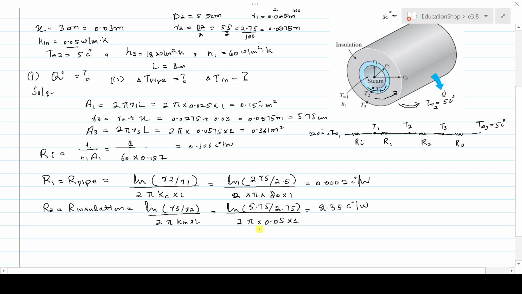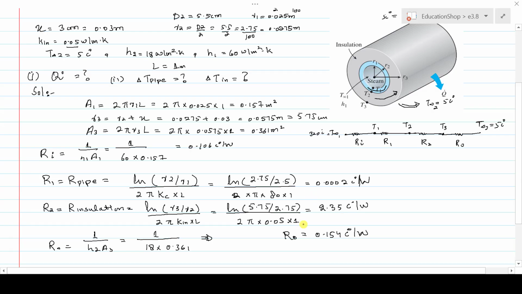Next is to find the outer resistance R0, and it is equal to 1 divided by h2 A3. h2 is 18 and A3 is 0.361. When you solve this on a calculator, you will get its value. R0 is equal to 0.154 centigrade per watt.